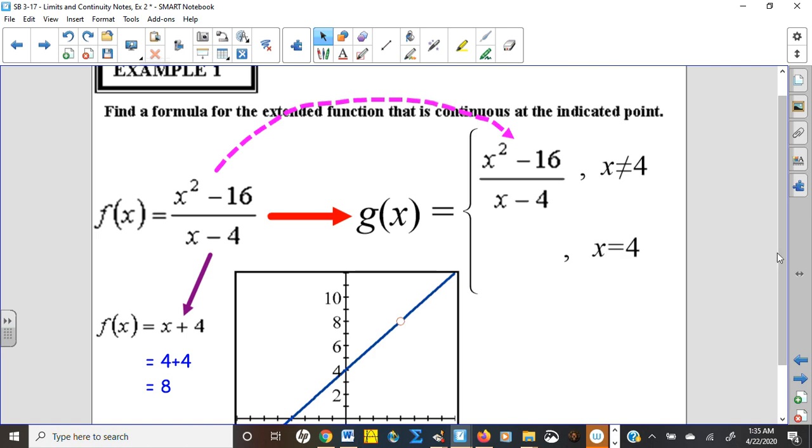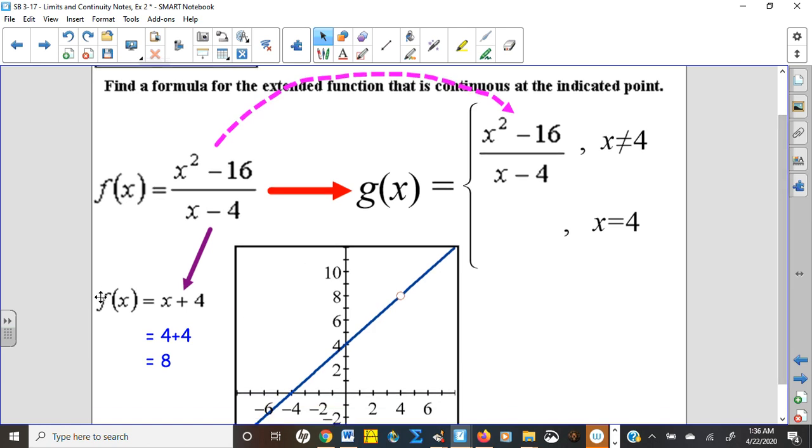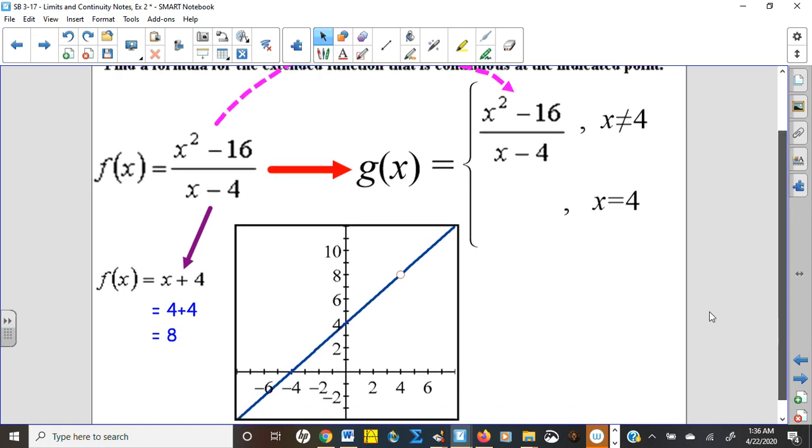And this just goes back to how we learned in Unit 1 to find the y values of holes. You go to that reduced equation, which we previously have already seen is just x plus 4, and you plug in the x value where that hole is occurring and figure out the value. So 4 plus 4 is 8, and that's your extended function. So it's a piecewise function with 2 parts.